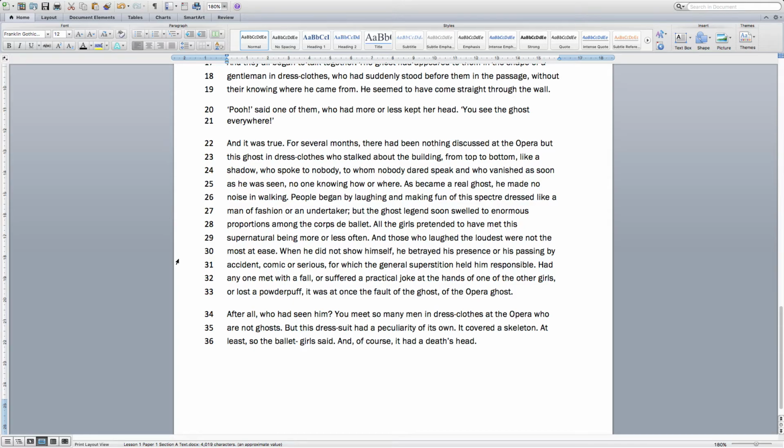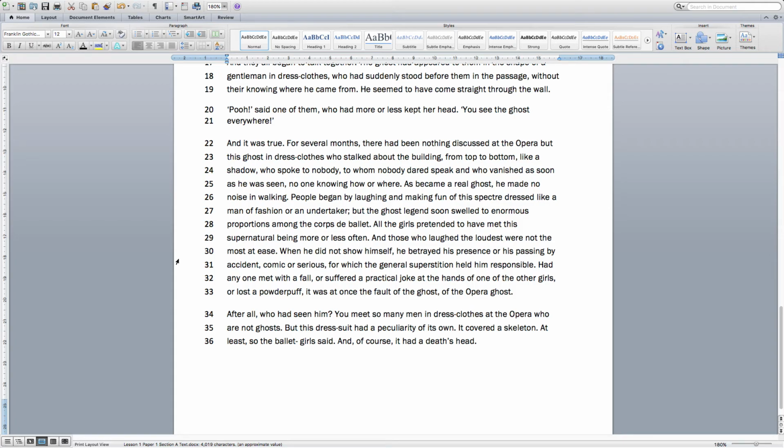People began by laughing and making fun of this spectre dressed like a man of fashion or an undertaker, but the ghost legend soon swelled to enormous proportions among the corps de ballet. All the girls pretended to have met this supernatural being more or less often, and those who laughed the loudest were not the most at ease. When he did not show himself, he betrayed his presence or his passing by accident, comic or serious, for which the general superstition held him responsible. Had anyone met with a fall, or suffered a practical joke at the hands of one of the other girls, or lost a powder puff, it was at once the fault of the ghost, of the opera ghost.